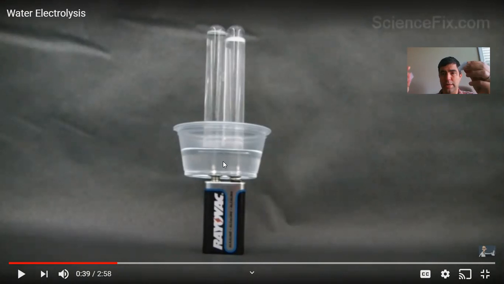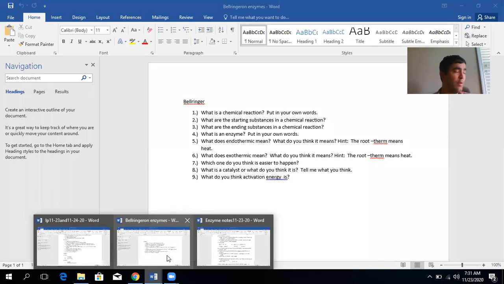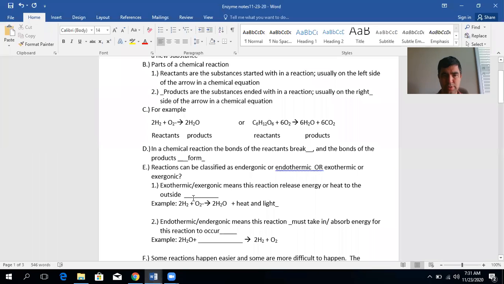The hydrogen rejoined and made hydrogen gas, and the oxygen rejoined and made oxygen gas. And so that's what he's showing right here, and it's making both of these things here. And that's what we're trying to show here. In order for this reaction to happen, you have to absorb energy. Energy must be taken in. So plus energy or heat. And that will help, because without the electricity, that reaction does not happen.